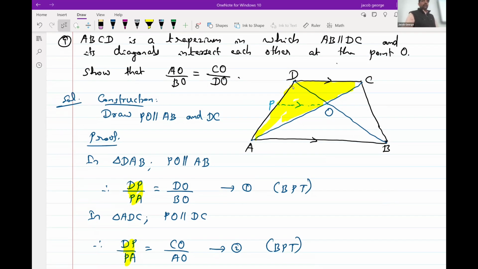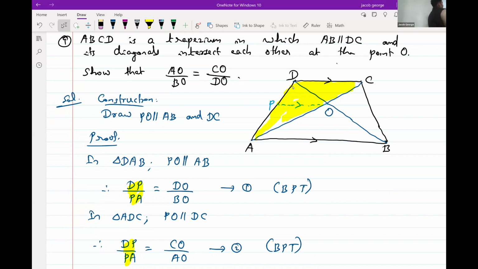Yes. Correct. So second triangle. What is the second triangle taken? Can you see the second triangle? Second is ADC. Did you see that one? In ADC, what are the parallel parts? PO is parallel to DC.